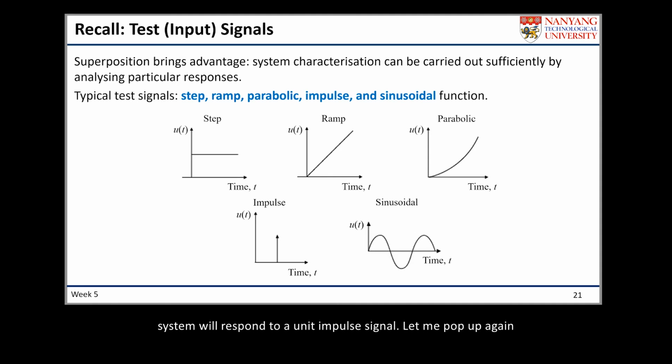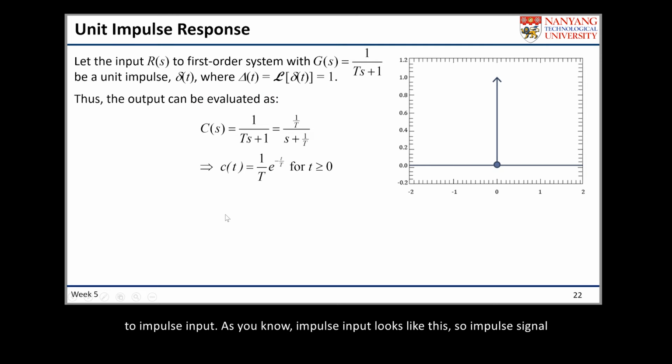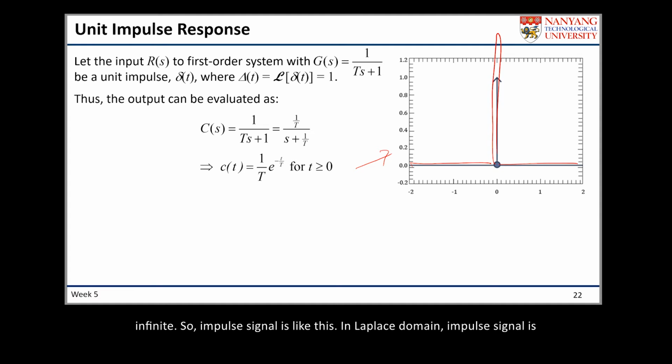Okay, let me pop up this slide again. So we have already discussed how the first order system will respond to step input. Now let's discuss how the first order system will respond to impulse input. As you know, the impulse input looks like this. So the impulse signal is just 0 all over time, except when time is equal to 0, the value is infinite. Okay, so the impulse signal is like this.